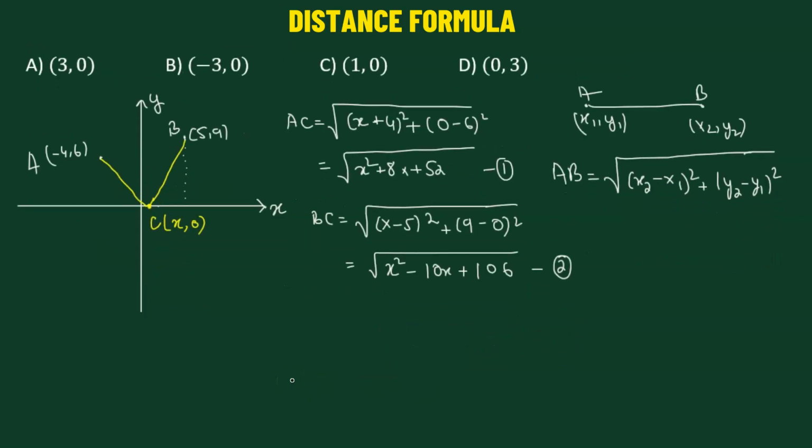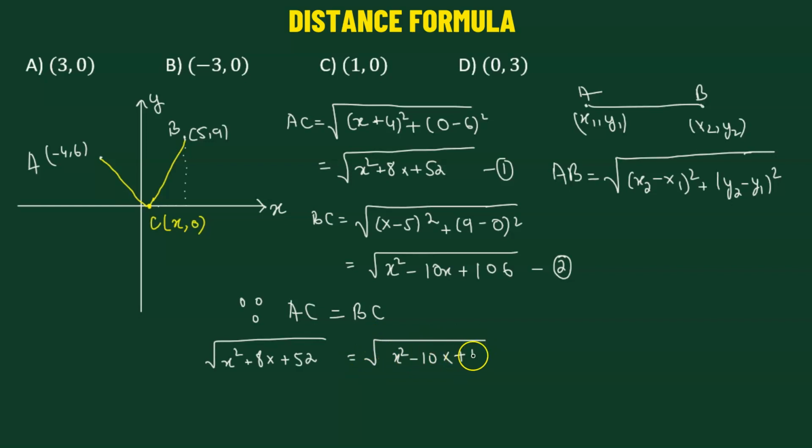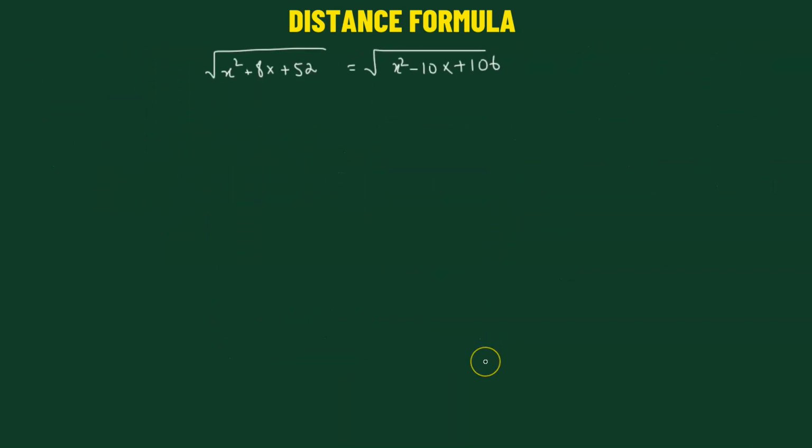Now, since AC equals BC, because the point C is equidistant from both A and B, this would imply that the square root of x squared plus 8x plus 52 must be equal to the square root of x squared minus 10x plus 106. Now we're going to get rid of the square root by squaring both sides. That leaves us with x squared plus 8x plus 52 equals x squared minus 10x plus 106. So we can cancel out x squared from both sides.